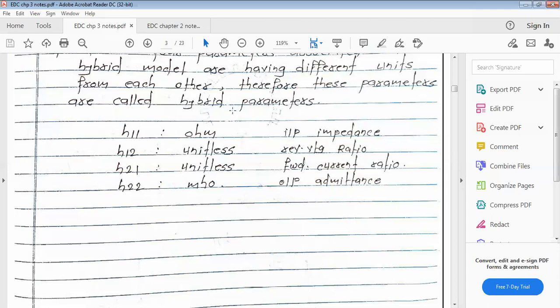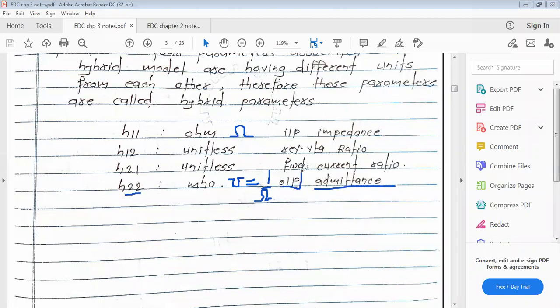So what is the symbol of mho? See, here is the symbol of ohm. So what is the symbol of mho? This is the symbol of mho, which is equal to 1 upon ohm. Now, as it is the opposite of impedance, it is called admittance, and it is related to 2, meaning what?